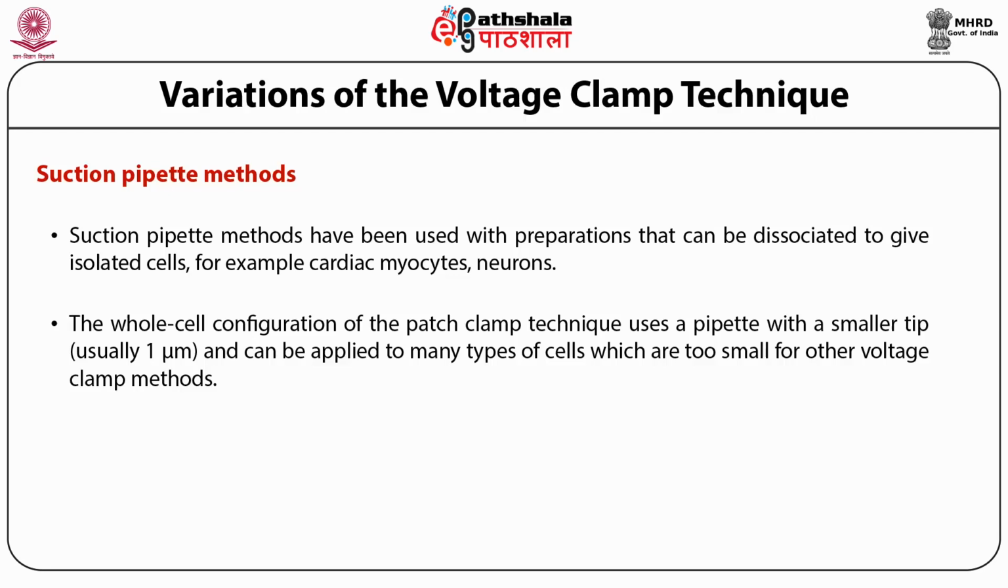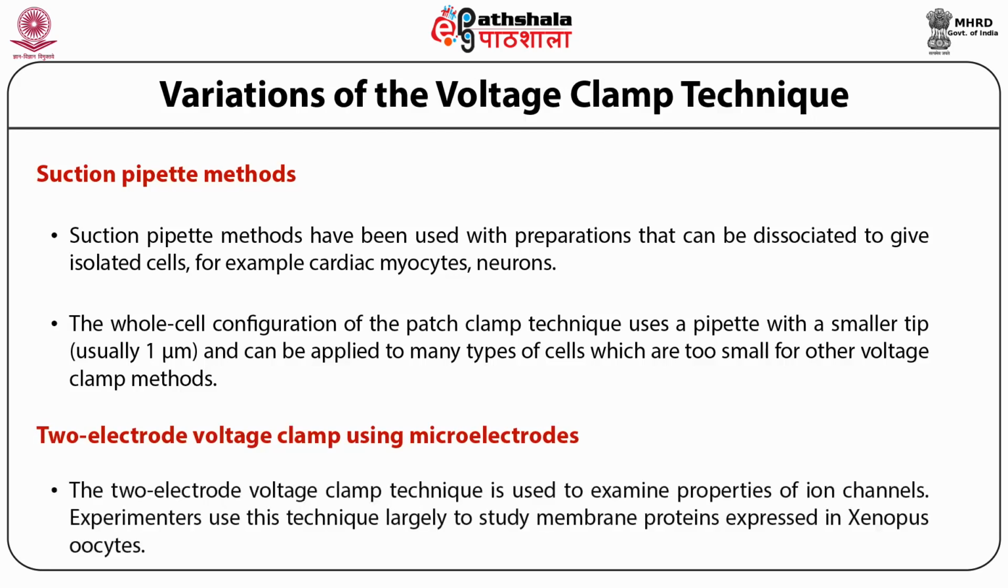The next one is 2-electrode voltage clamp using microelectrodes. The 2-electrode voltage clamp technique is used to examine properties of ion channels. Experimenters use this technique largely to study membrane proteins expressed in xenopus oocytes.